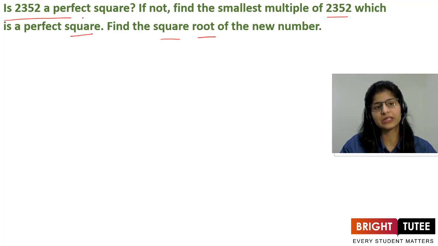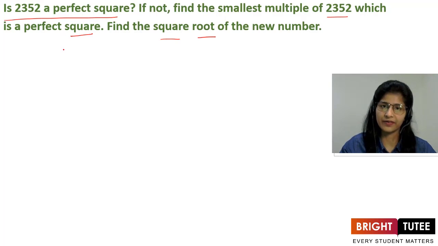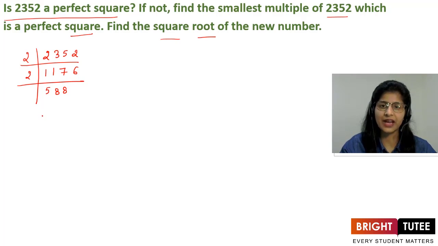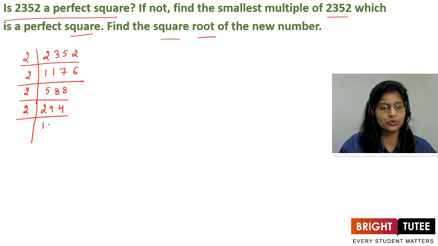Let us first solve the first part asked: is 2352 a perfect square? Let us do the prime factorization of 2352. Let's start with 2. Even number, the first prime is 2. 2 1s are 2, 2 1s are 2, 2 7s are 14, 2 6s are 12, right? Again with 2, 2 5s are 10, 2 8s are 16, 2 8s are 16, right? 588 we get. Again with 2, 2 2s are 4, 2 9s are 18, 2 4s are 8. Then again with 2 because it's still even. 2 1s are 2, 2 4s are 8, 2 7s are 14.